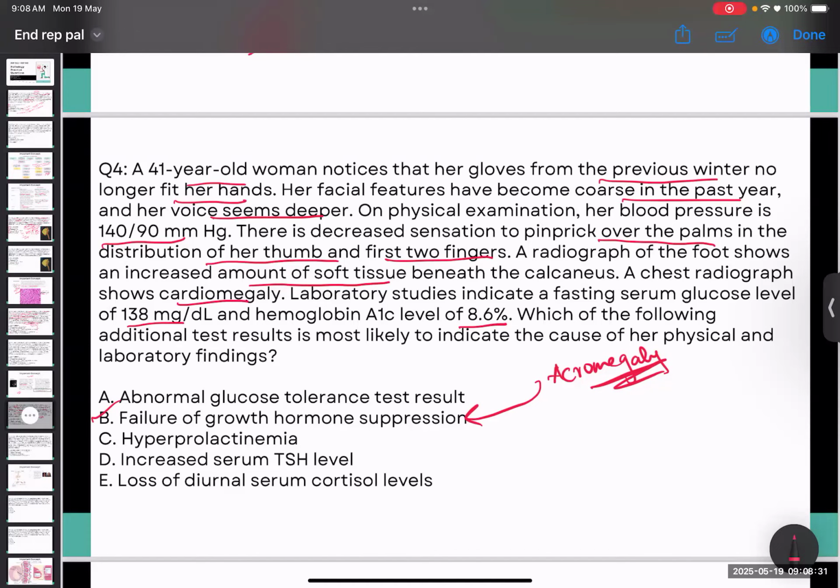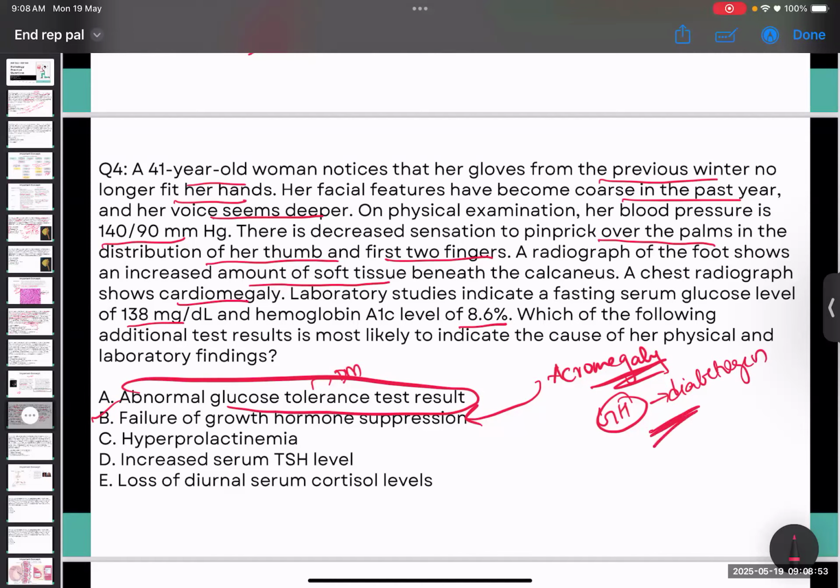Abnormal glucose tolerance test result will usually be seen in patients with diabetes mellitus, even though this patient is definitely hyperglycemic. That hyperglycemia is mainly because of that growth hormone. Growth hormone is diabetogenic. So this is more of an indication of type of diabetes rather than a growth hormone secreting pituitary adenoma. Hyperprolactinemia, no.